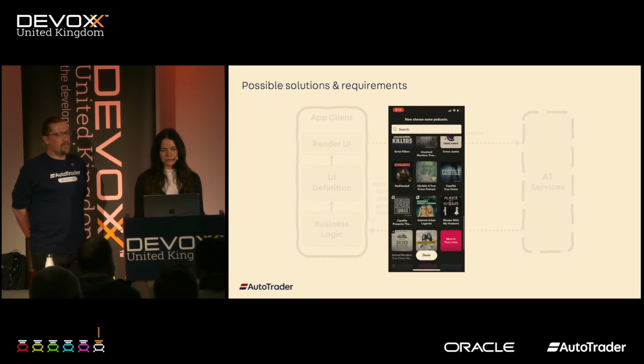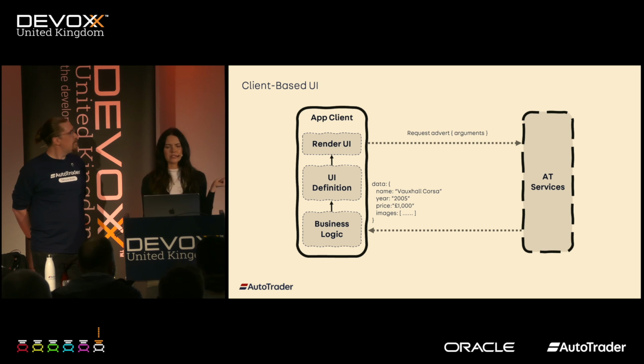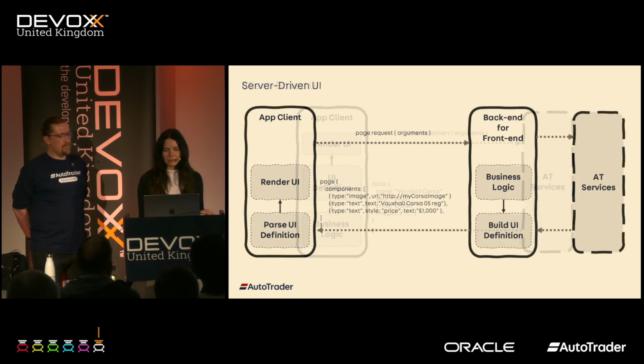So if we think about how a client-based UI works, which is how we were working at the time, if we just look at AutoTrader terms, we'd request a car advert up to the AutoTrader services, we'd get that car advert data back down, but then on both clients, we'd have to handle the business logic, the UI definitions, and render the UI. So we were doing the work twice on Android and iOS. It's great for showing static content, but it's just time consuming.